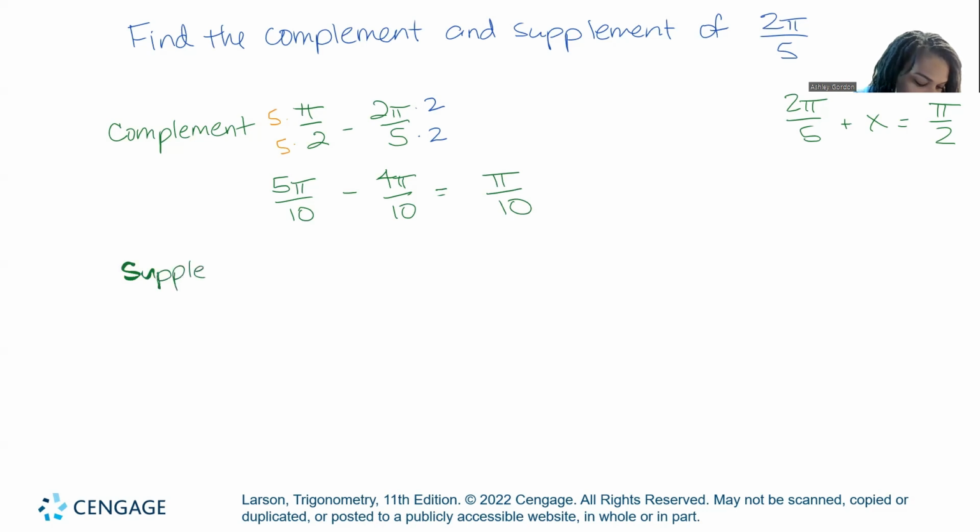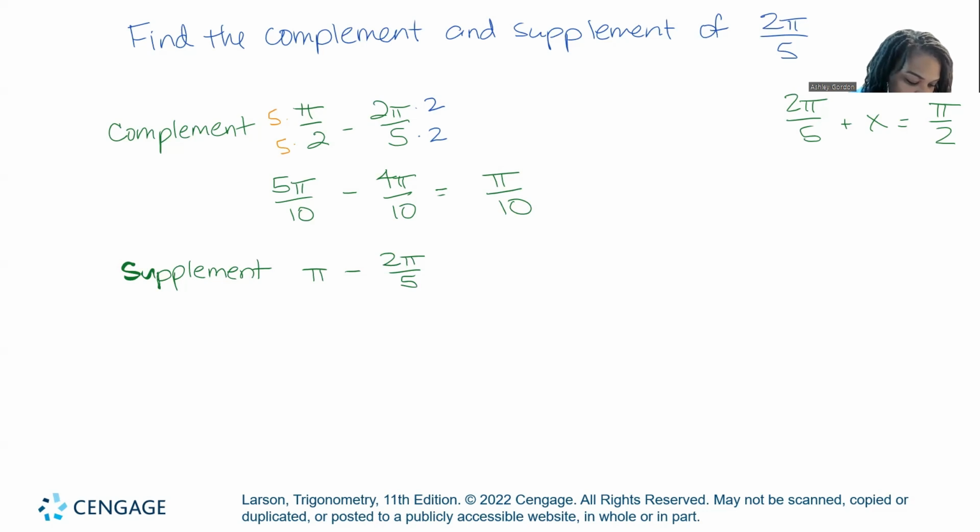Now let's do the supplement. This time they have to add up to pi or 180 degrees. So we're just going to subtract pi minus the angle that we're given. And you would do the same thing with degrees. You would be subtracting from 90 degrees for a complement, from 180 degrees for a supplement.